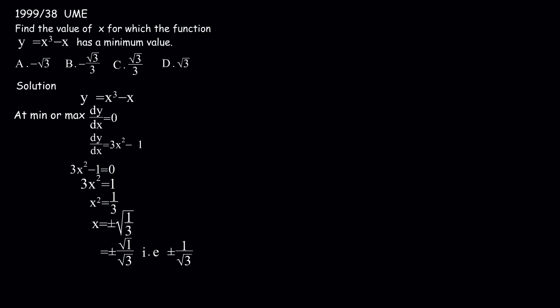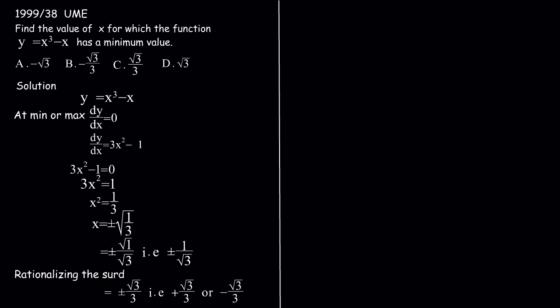At this point, we are going to rationalize the surd. Rationalizing, it will be equal to plus or minus the square root of 3 divided by 3. That is, it is either plus the square root of 3 divided by 3 or minus the square root of 3 divided by 3. Recall that at minimum, d squared y divided by ds squared is greater than 0. So our very next step is to find d squared y over ds squared. Now differentiating our equation again, d squared y over ds squared will be equal to 6s. Now we are going to test which of the values is going to be greater than 0 for d squared y over ds squared.